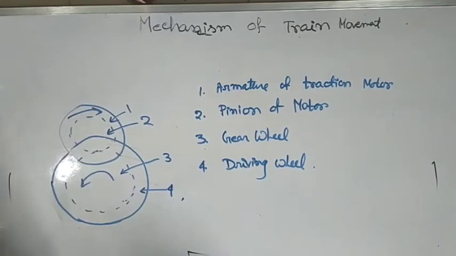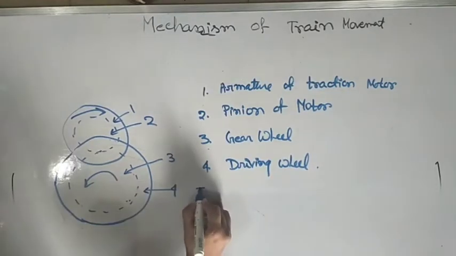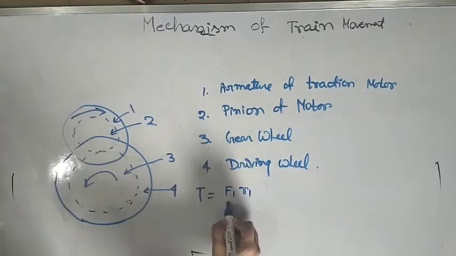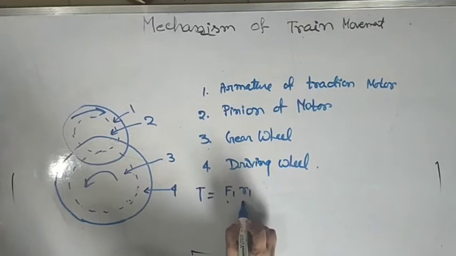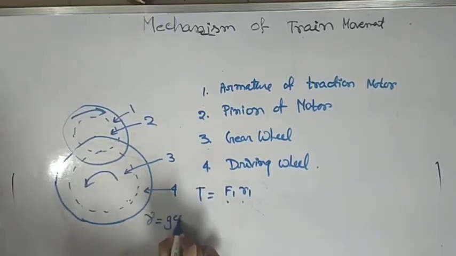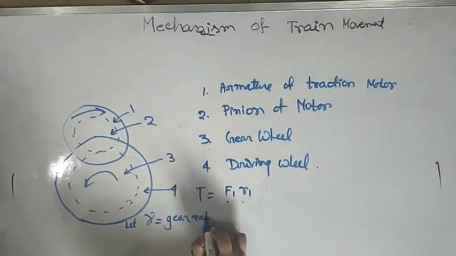Now suppose the traction motor exerts a torque T which will be transmitted to the driving wheel through the gear. The torque T is equal to F1 R1. F1 is the tractive effort and R1 is the radius of the pinion. Now let gamma be the gear ratio.